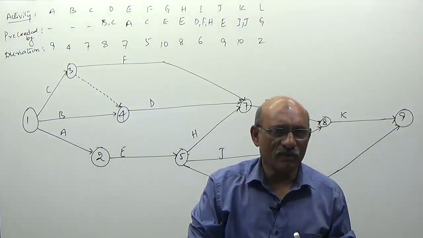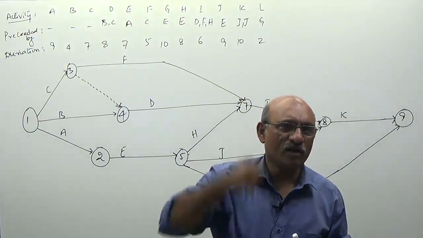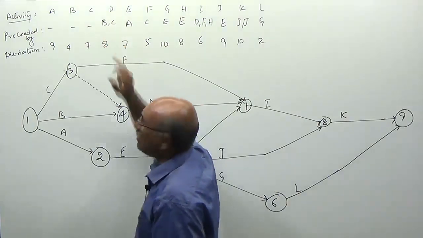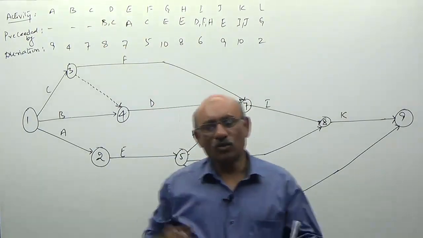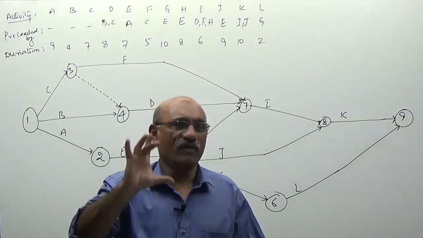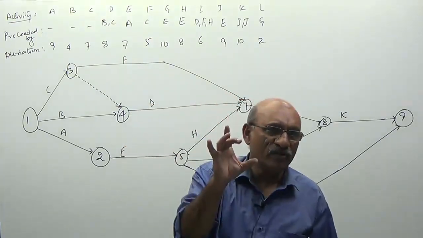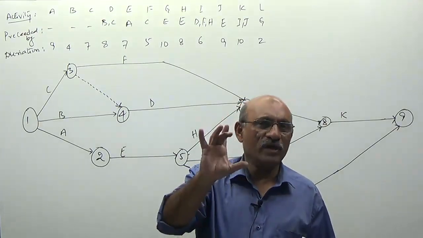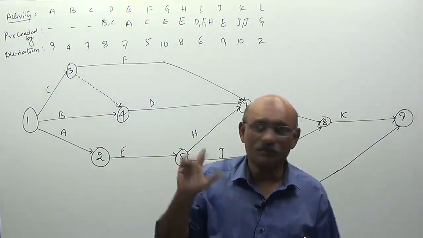One more point you have to remember is, for this activity D, B and C are the predecessors. So if any activity has more than one predecessor, first you have to join these 2 predecessors at one node.